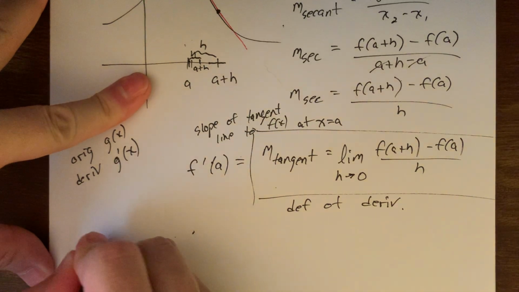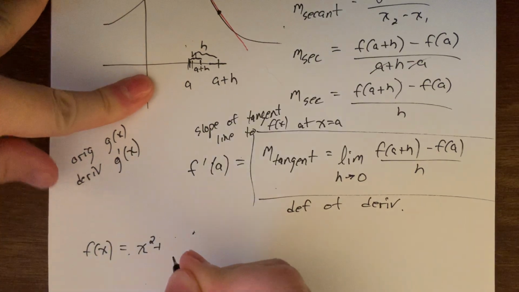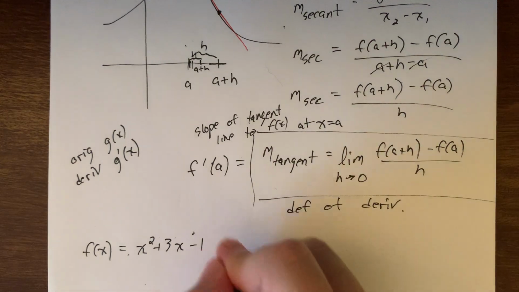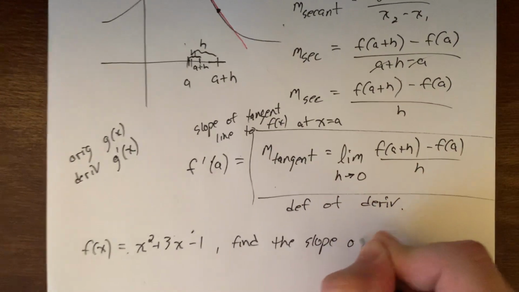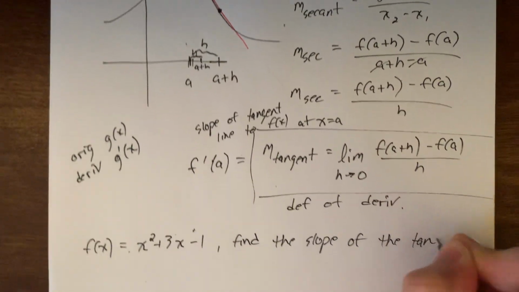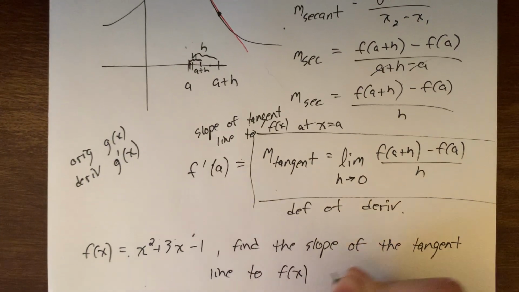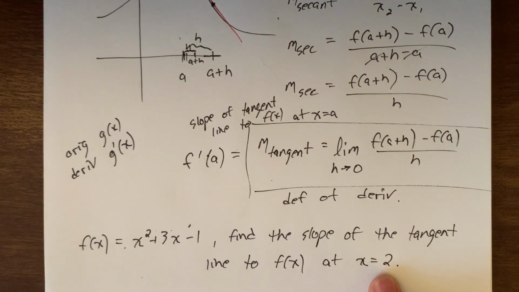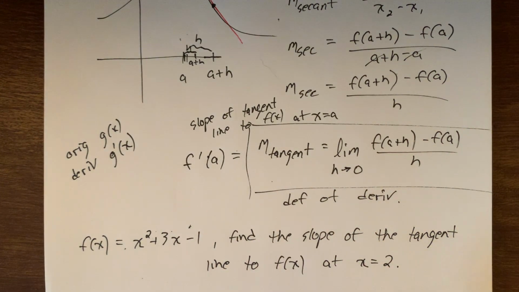Let's look at the function f of x equals x squared plus 3x minus 1. And we want to find the slope of the tangent line to the curve f of x. Let's do this at x equals 2. So my a value in this problem would be 2. Okay, so I've asked this whole question, right?